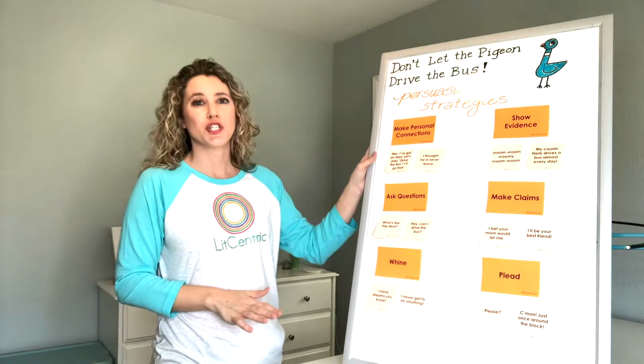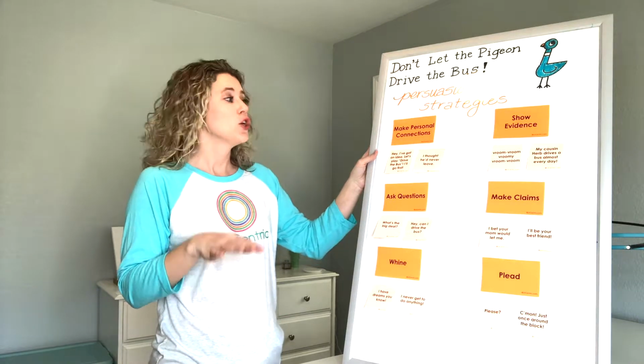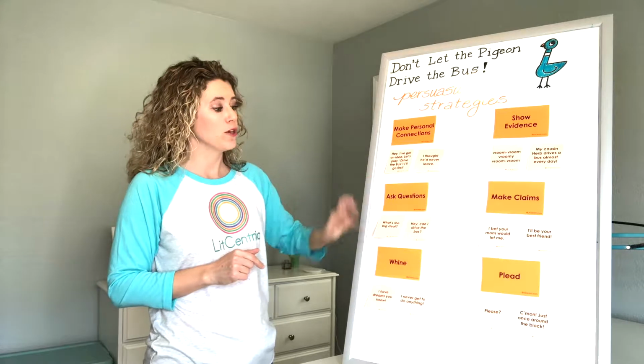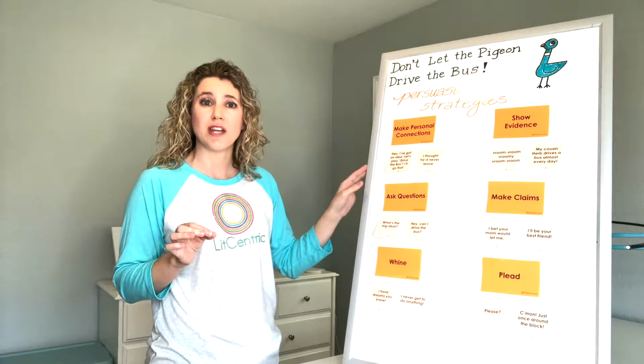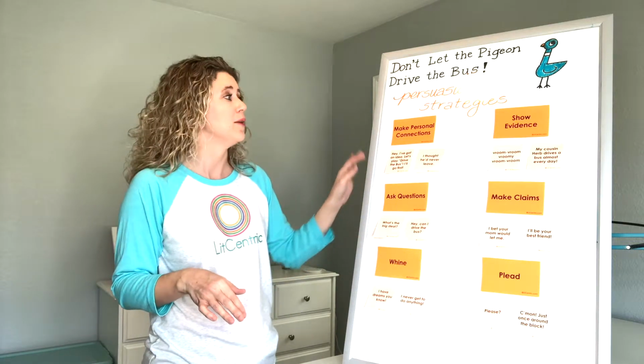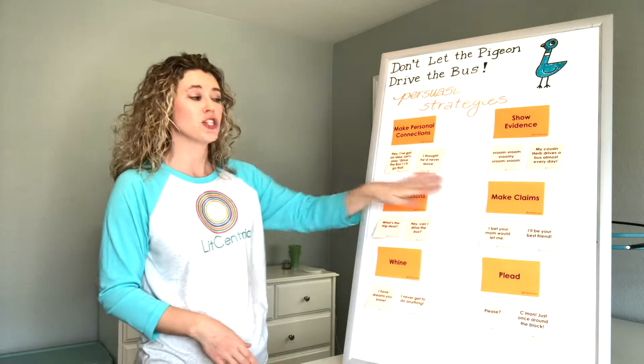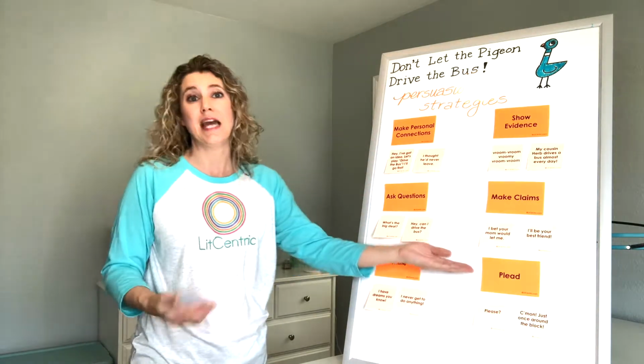We've got our bridge chart here, and for this lesson, you've printed out 3x5 sticky notes that are the bright orange ones here, and these are the persuasion strategies that we talked about in episode number 1. We've got make personal connections, show evidence, ask questions, make claims, whine, and plead.